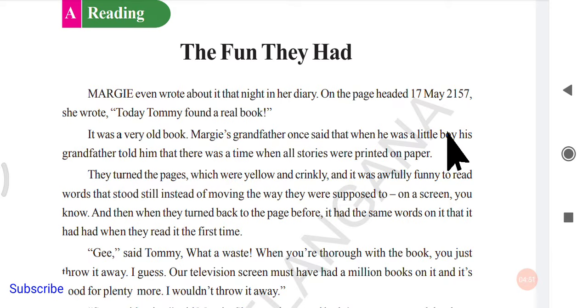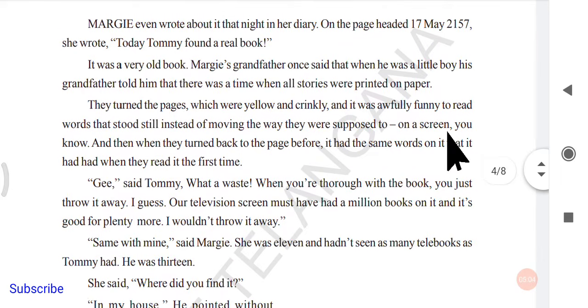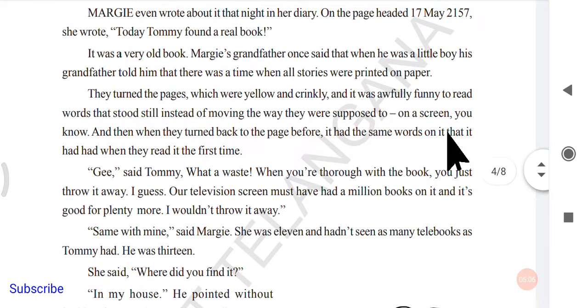And what was that? Tommy found a real book. What do you remember, a real book and a book? Of course we will find out that difference in this video. It was a very old book. Maggie's grandfather once said that when he was a little boy, his grandfather told him that there was a time when all stories were printed on paper.